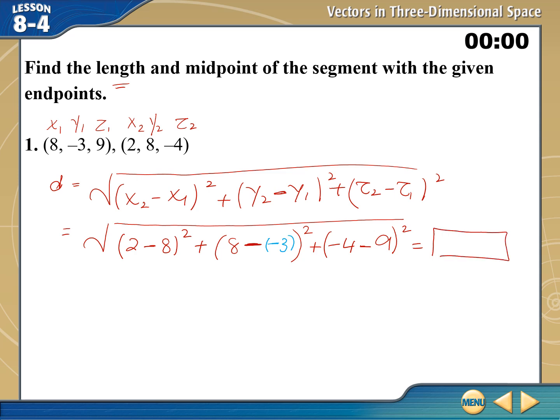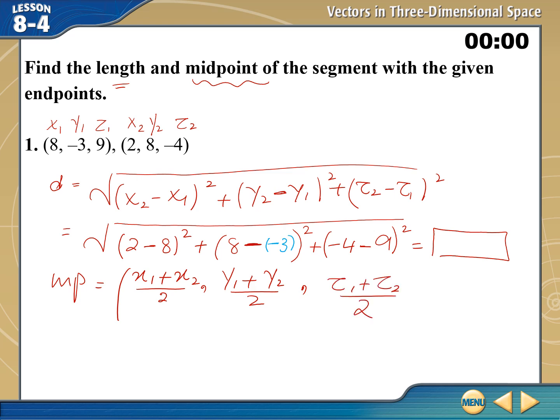Now the second question, the B part, is to find the midpoint. Again, since we are studying the three-dimensional space, we have the x, y and z coordinates. The formula of the midpoint is x1 plus x2, add the 2 points and divide by 2. Then for the y, similarly y1 plus y2 divided by 2. And after that, add the z coordinates, z1 plus z2, divided by 2. So let's find the midpoint.